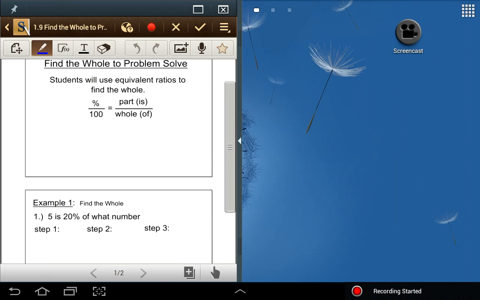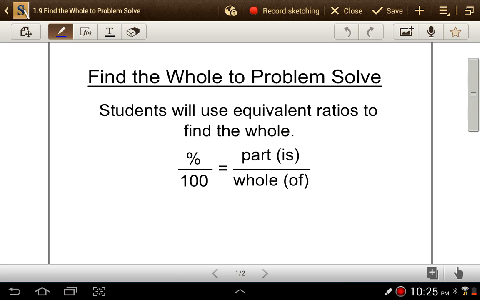Okay, here's our video on how to find the whole to problem solve in our examples.